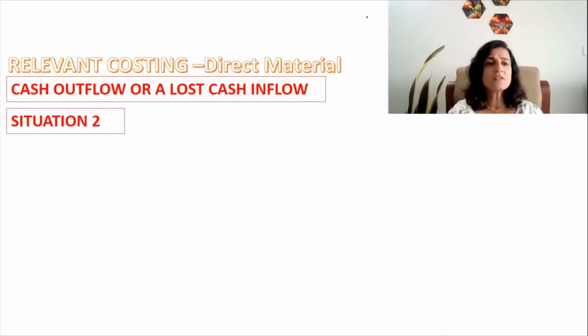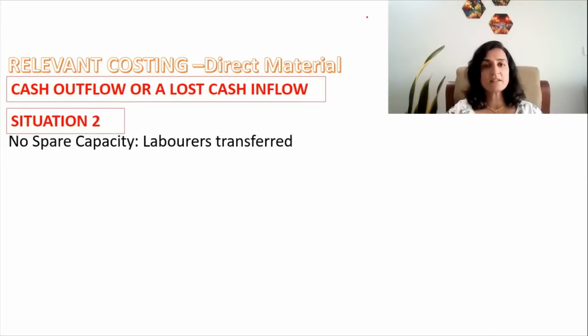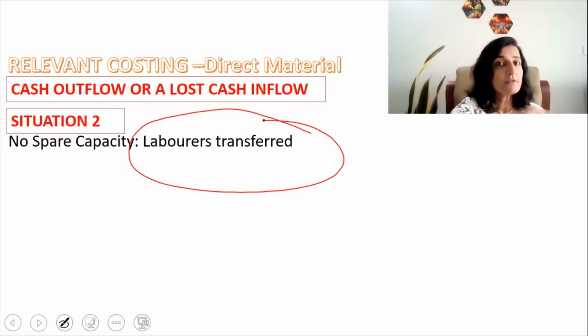Now, situation two is there is no spare capacity. What do you mean by there is no spare capacity? The existing laborers have work. They are not remaining idle. And we don't have a facility to recruit new laborers from outside. So what do we do? You ask the existing laborers to stop their work and to come and do the new job, right? Which means that laborers are getting transferred from the old job to the new job.